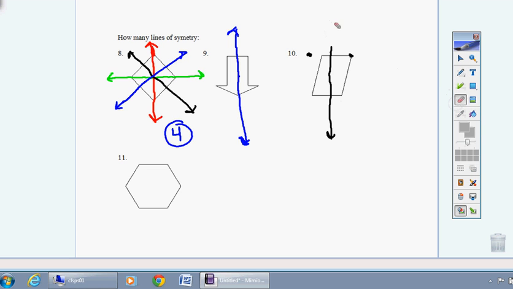Just to clarify that point, let's try drawing a line through one of the vertices, or through two of the vertices. Well, let's redo that one. That's no good.